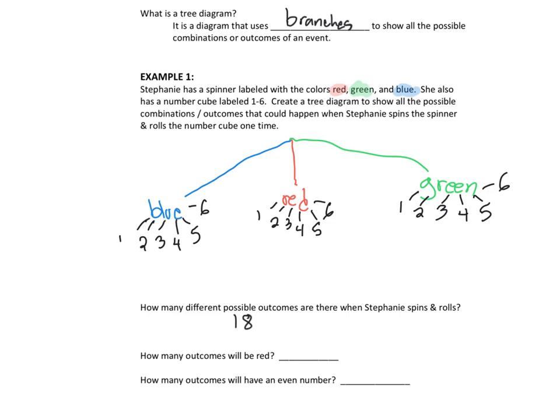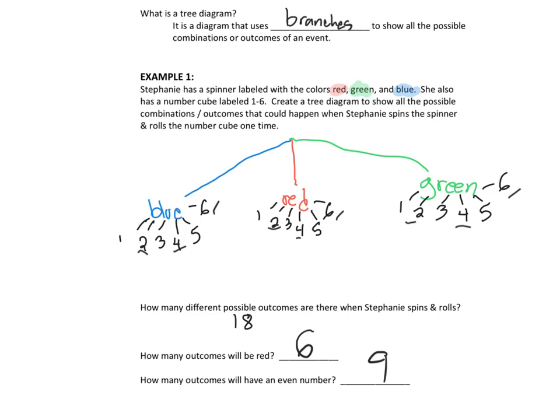Now, how many outcomes will be red? So we look at just red. On the last branches, there would be 1, 2, 3, 4, 5, 6 different outcomes that could be red. How many outcomes will have an even number? So we got to go through and we got to see the even numbers and all the colors. So we have 1, 2, 3, 4, 5, 6, 7, 8, and 9. 9 of them will have an even number.